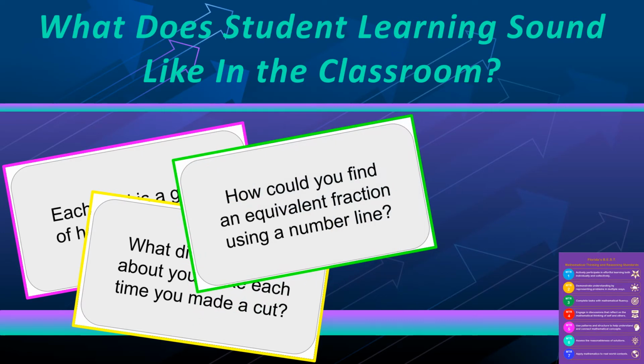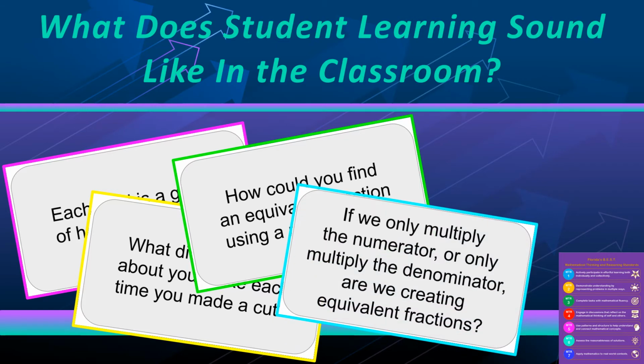How could you find an equivalent fraction using a number line? Like I talked about in the previous slide, understanding that the equivalent fractions are at the same point or location on the number line, and how do I decompose one whole number line into those pieces to find that out? If we only multiply the numerator or only multiply the denominator, are we creating equivalent fractions? We want students to understand that once we get to that multiplication, we have to multiply the numerator and the denominator and use a model to prove why that happens. I need to make sure I'm multiplying by a fraction equal to a whole. If not, I'm changing the value.